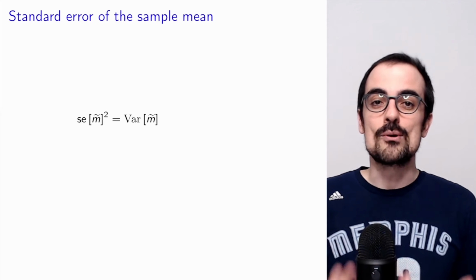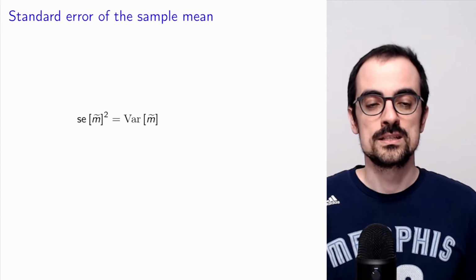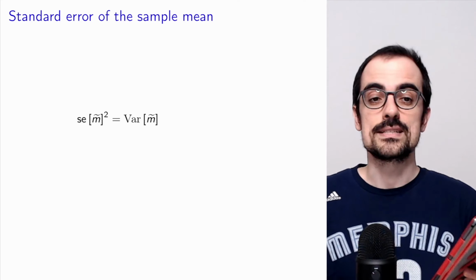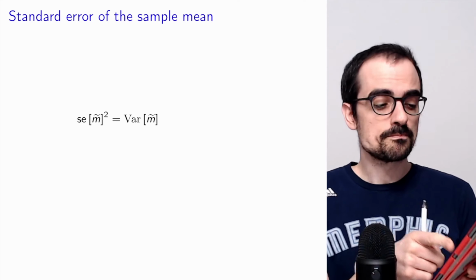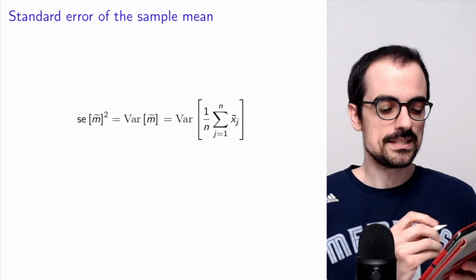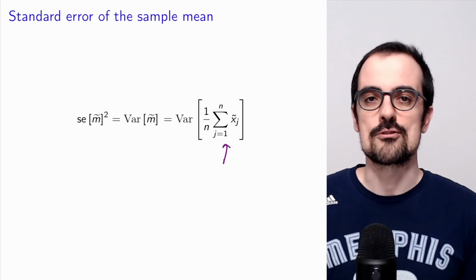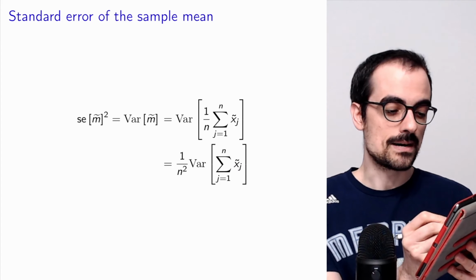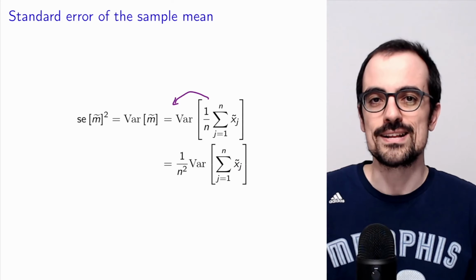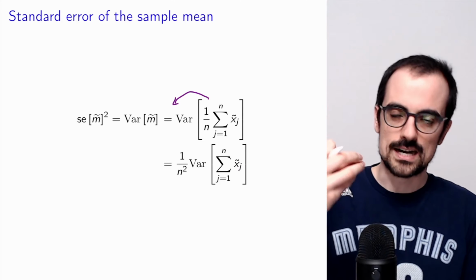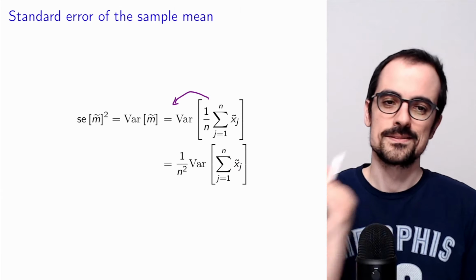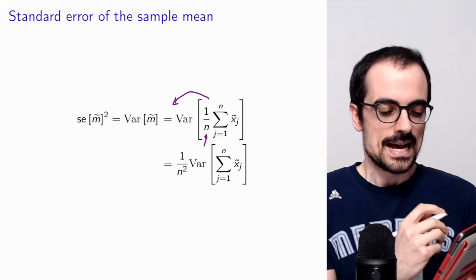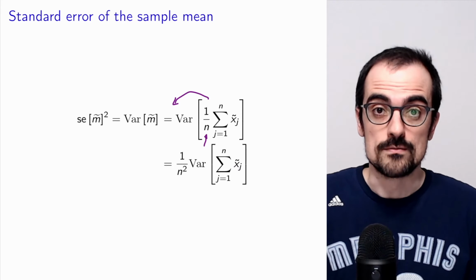So now let's derive the standard error of the sample mean. We have already seen that the sample mean is unbiased. The square of the standard error is the variance of the sample mean. By definition, the sample mean is the average of these random variables that represent our random samples. Now, the 1 over n can come out squared because the variance at the end of the day is the expected value of the random variable minus its mean squared. So then, by linearity, we can take out this constant squared. And now we have the variance of a sum of random variables.